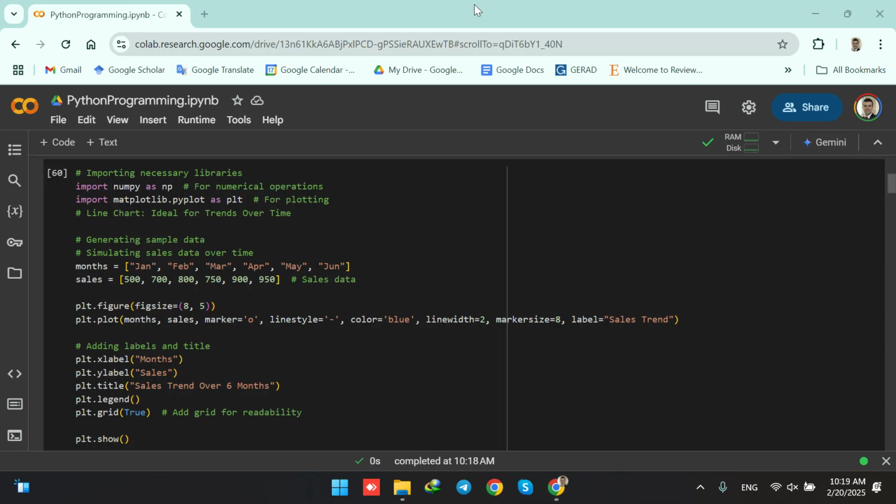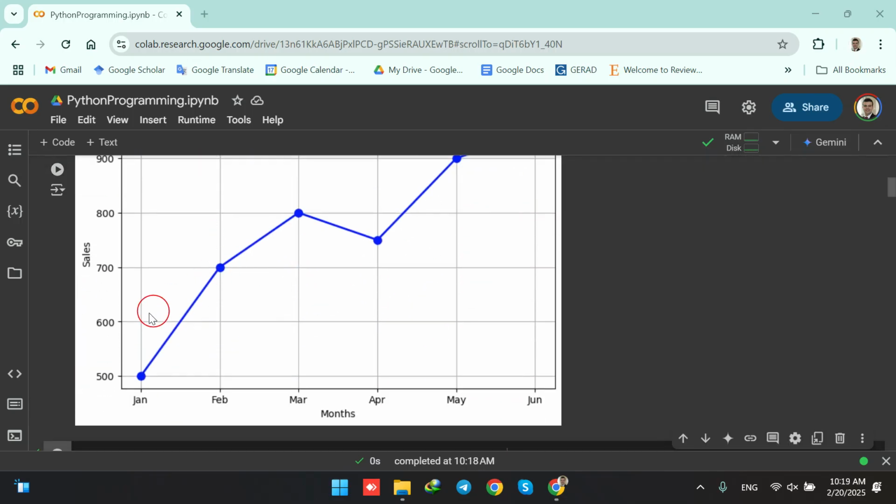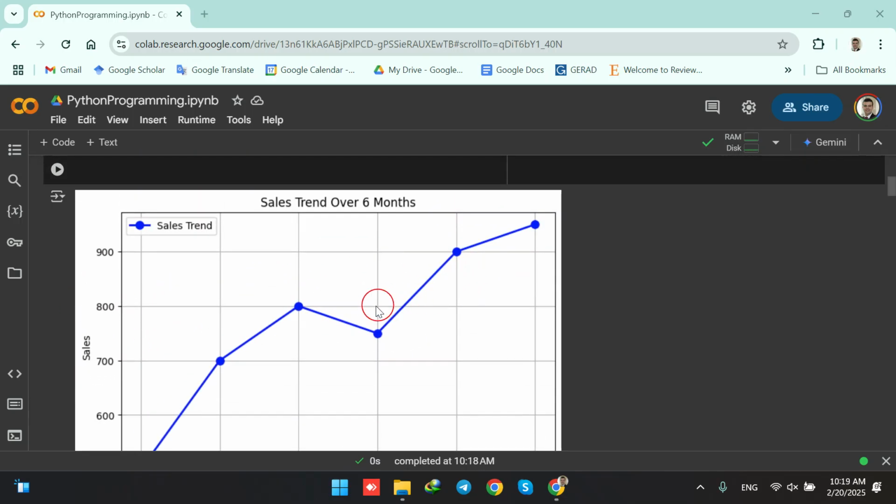Welcome back. In today's video, we are going to give you a brief review of what has happened so far and give you insights over different types of charts and plots. Here we see a line chart that shows the sales trend over 6 months.